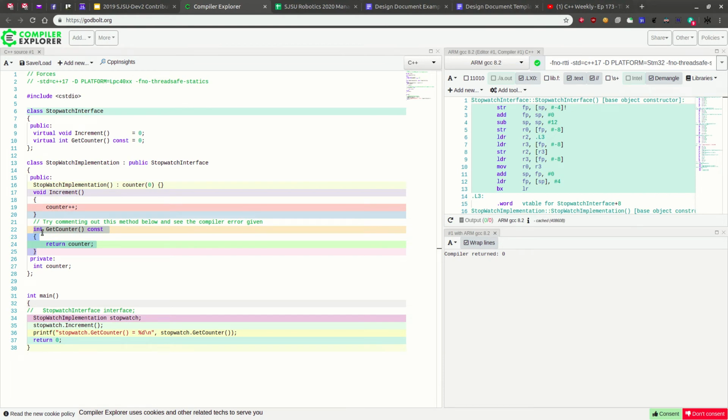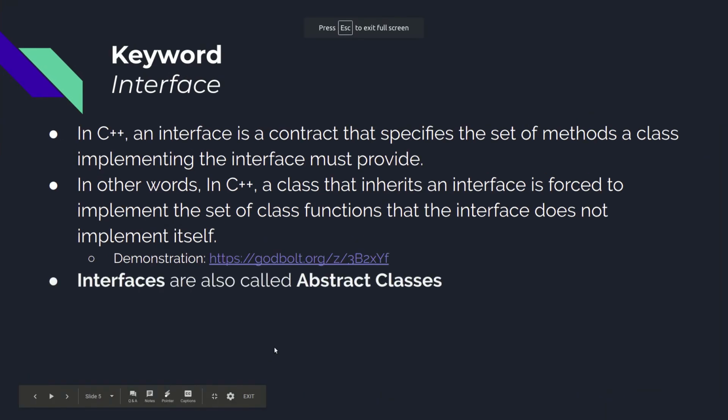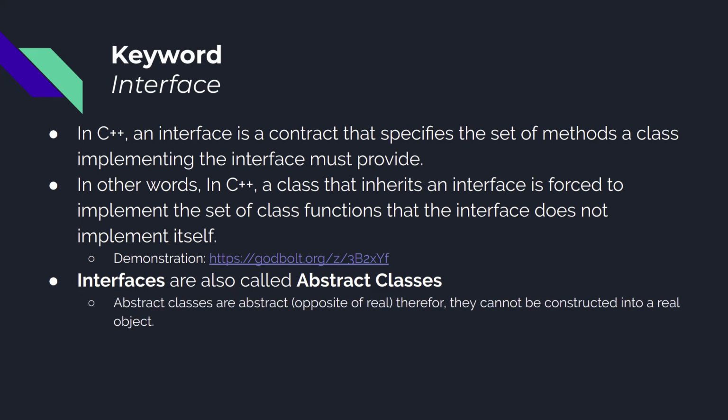So it's a way to force other classes to follow a certain structure, a common structure for how their classes should be designed. This can be very useful and very powerful, because not only does it force the user to use these particular methods, but it even goes further. It has way more capabilities than just this. Interfaces are also called abstract classes. I kind of said that already. Abstract classes are abstract, the opposite of real, therefore they cannot be constructed into a real object.